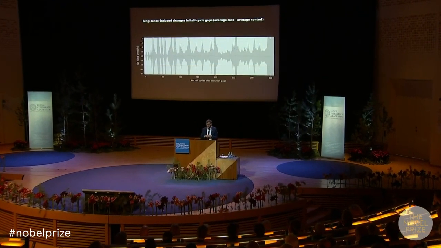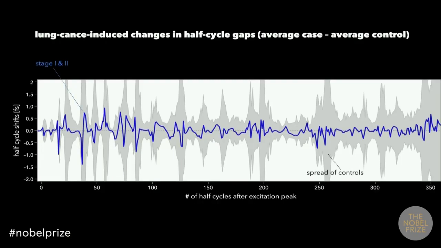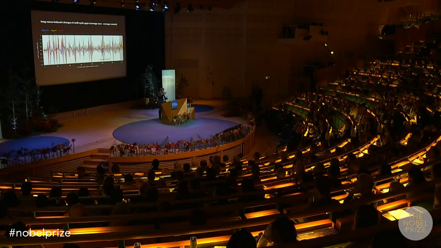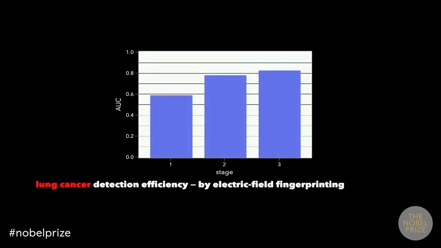Here we plotted these lung cancer-induced changes in half-cycle gaps for different stages in comparison with the spread of controls. The efficiency with which a well-trained algorithm is capable of distinguishing cases from controls critically depends on this comparison. The classification efficiency can be improved either by increasing the disease-induced signal or by reducing the spread of controls. The cancer-induced signal increases for progressing stages, and so does the classification efficiency, the so-called area under the curve.